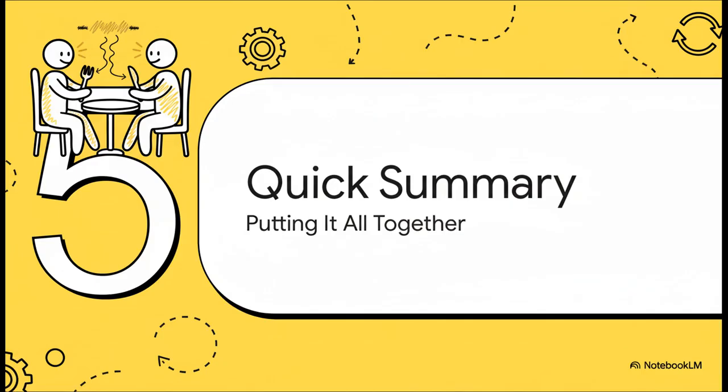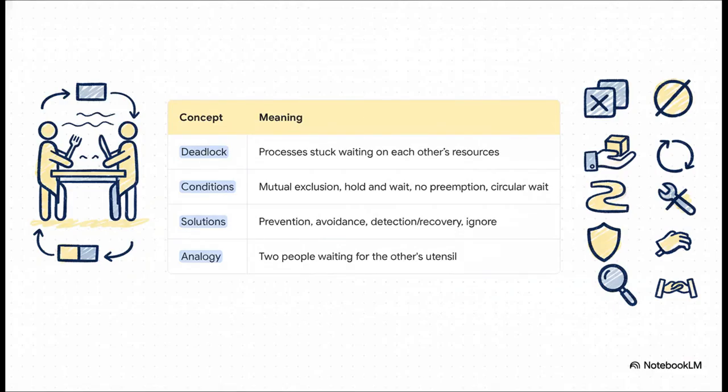Wow, okay, we've covered a lot here, from traffic jams to forks and knives, so let's do a super quick summary just to lock it all in. So here's the whole thing in a nutshell. What's a deadlock? It's processes stuck waiting for each other's resources. What causes it? The 4 conditions. Mutual exclusion, hold and wait, no preemption, and circular wait. All of them have to be there. How do we fix it? The 4 solutions: prevention, avoidance, detection and recovery, or our favorite, just ignoring it. And the key analogy to remember it all, the 2 diners.